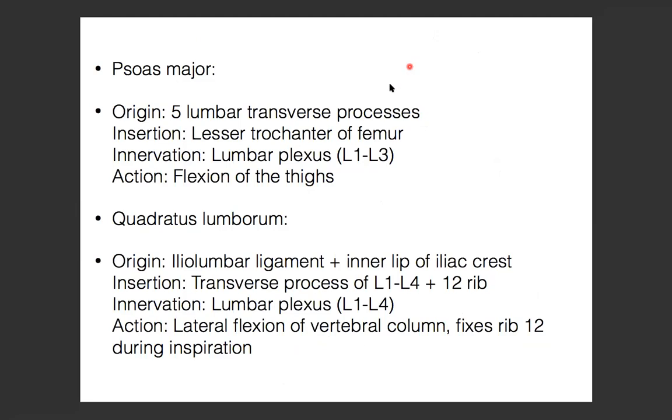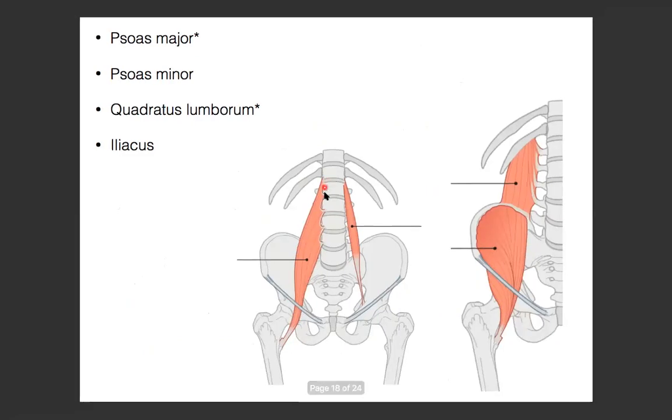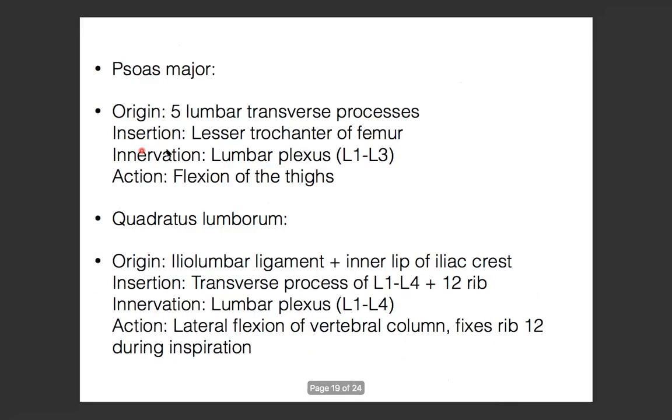So the psoas major: its origin is from the 5 lumbar transverse processes, and its insertion is on the lesser trochanter of the femur. The innervation is the lumbar plexus, L1 to L3, and the action is flexion of the thigh. It's more important to remember the innervation, origin and insertion; the action is not very important.